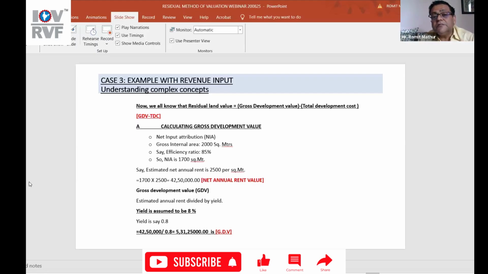Now, we all know the residual land value is equal to gross development value minus total development cost, GDV minus TDC. Calculating gross development value starts with net internal area, NIA. Now, gross internal area is 2000 square feet, efficiency ratio is 85. So, NIA is 1700 square feet. Estimated annual rent is 2500 per square meter. So, that is the annual rent, 42,50,000. Gross development value: estimated rent yield is 8%. So 42 divided by 0.8 is 5 lakh 31, 5 crore 53 lakh, sorry, is the GDV.